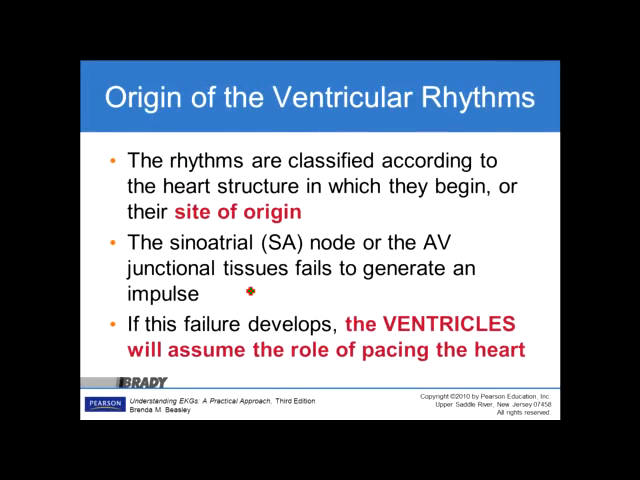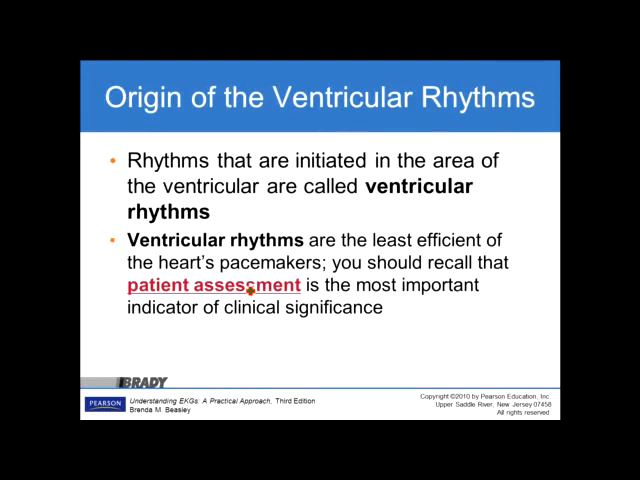If this failure develops, the ventricles will assume the role of pacing the heart. This is our last pacemaker site. Rhythms that are initiated in the area of the ventricles are called ventricular rhythms. Ventricular rhythms are the least efficient of the heart's pacemakers. You should recall that patient assessment is the most important indicator of clinical significance.